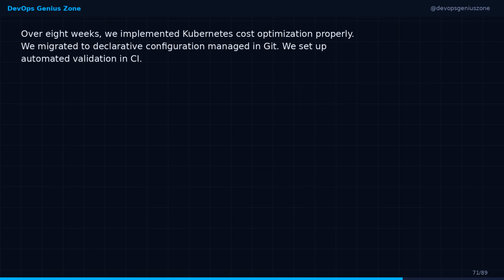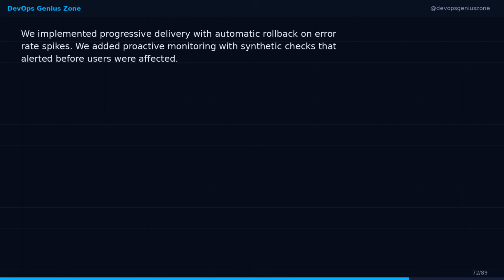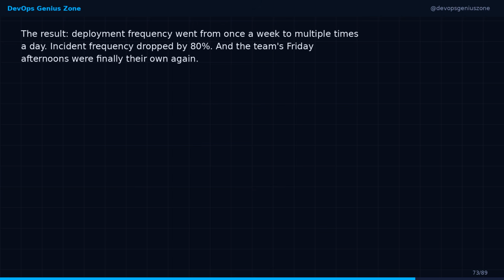When I helped them analyze their pipeline, we found 3 root causes. Configuration was managed manually and inconsistently between environments, there was no automated rollback capability, and their monitoring only told them something was wrong after users were already impacted. Over 8 weeks, we implemented Kubernetes cost optimization properly.